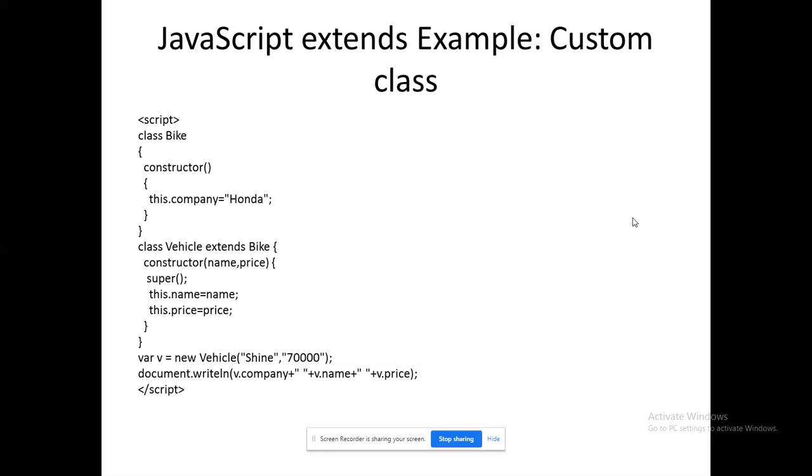See here, I'm having a class called bike. I'm having a class called vehicle. I'm inheriting bike from vehicle. Here I have used a parameterized constructor, name and price. Name and price are being passed from the object v via Shine and 70,000 being passed. But the company name will be retrieved from the base class constructor, using the keyword super, right? A similar example we have seen in the previous section also. So this talks about my customized class for inheritance.